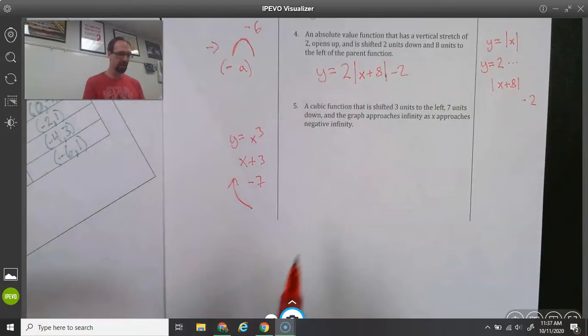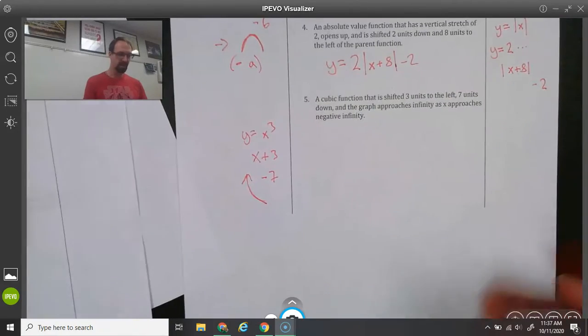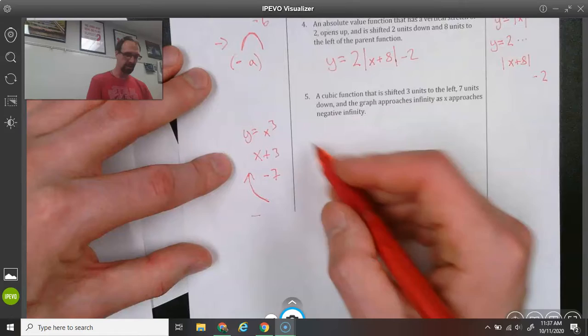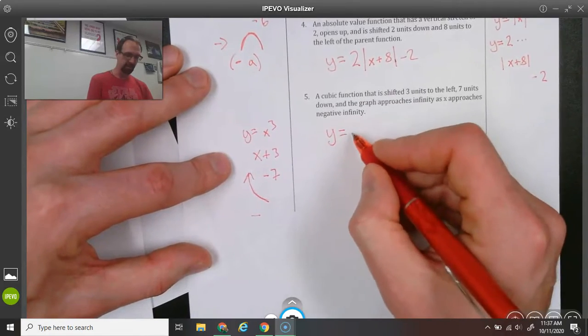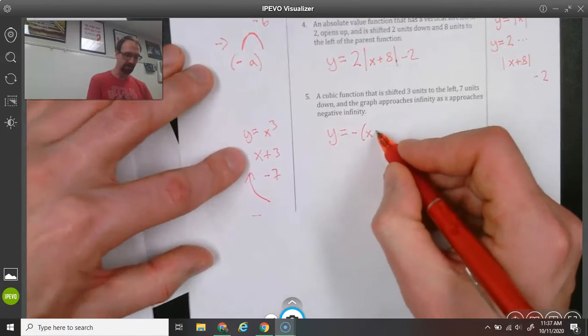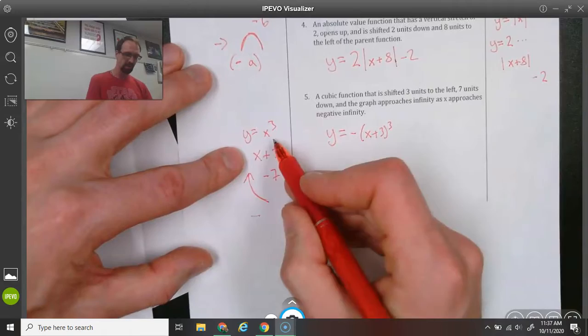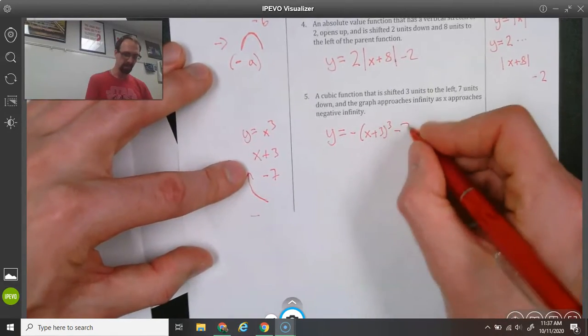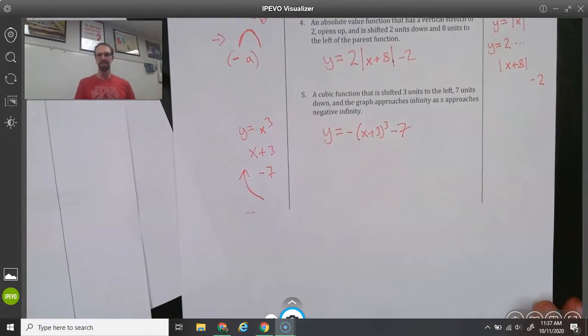So we just need to put an opposite sign somewhere in this. And the best place, I think, is going to be right in front of the x plus 3 quantity cubed. So negative, x plus 3 quantity cubed, and then minus 7. The best thing to do is list out each of these individual pieces separately and then link them all together into one cohesive equation.